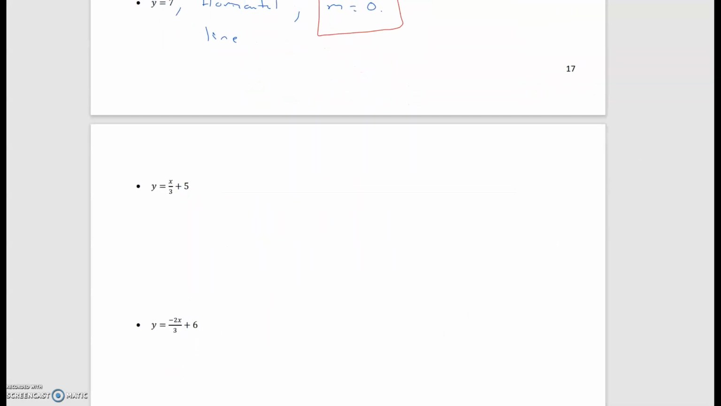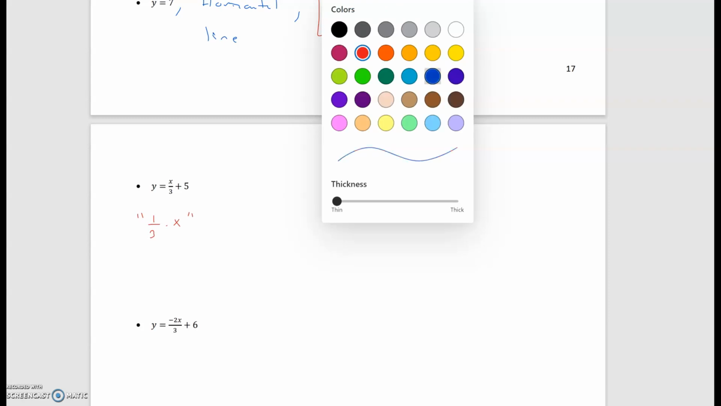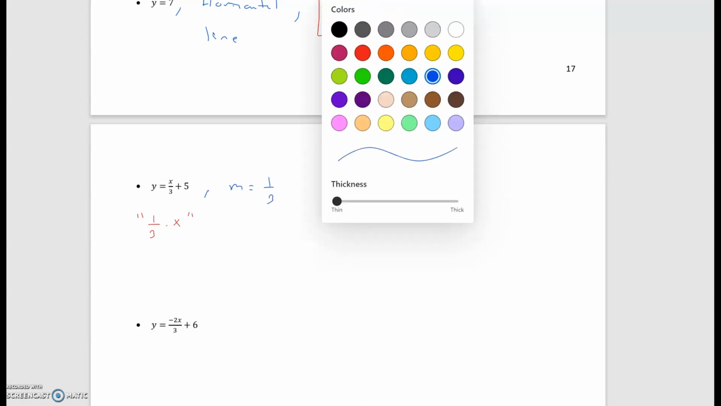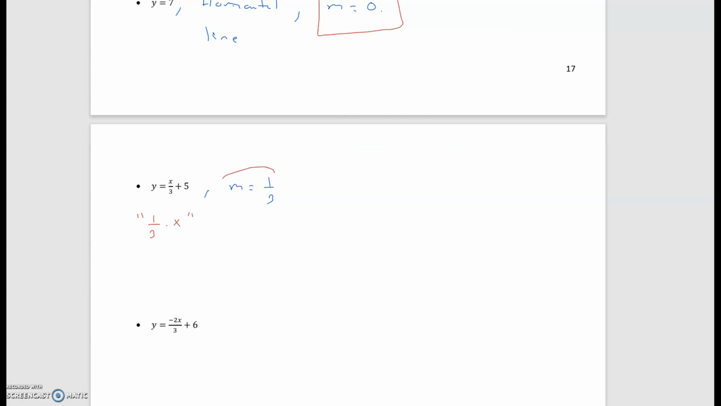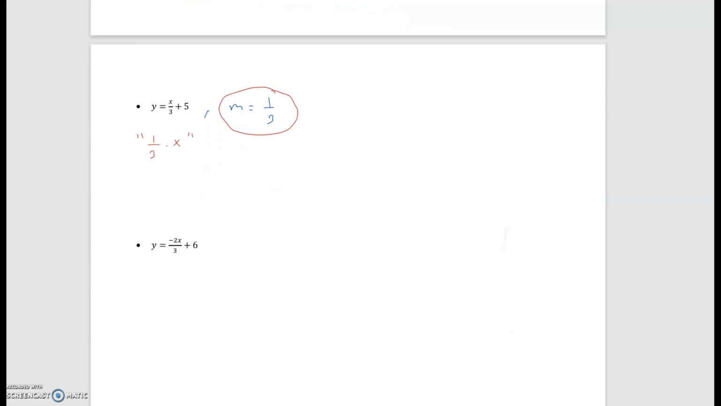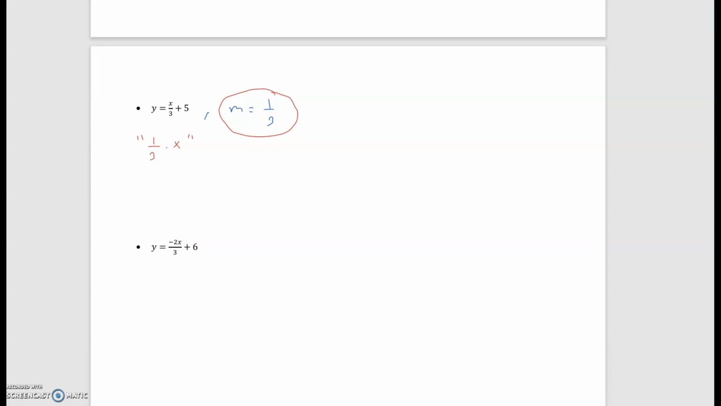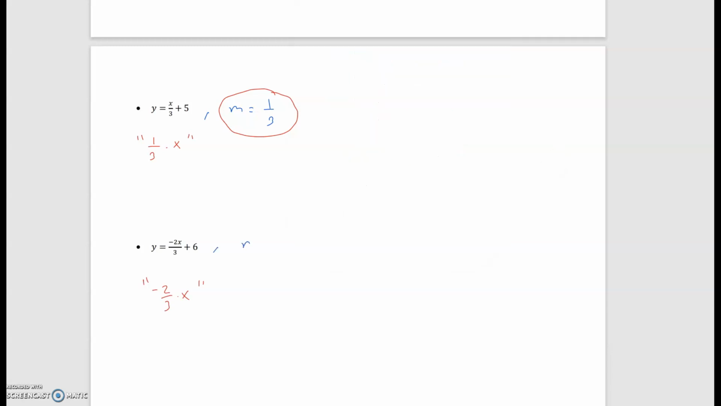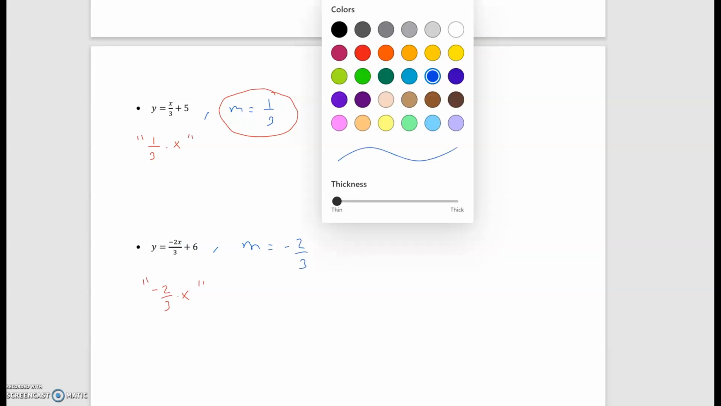And on the next page, what you technically have here is 1/3 times the values of x. So for this one, m is equal to 1/3. So the slope of this one is equal to 1/3. Notice that when we're talking about the slope, we don't put the x, it's just the number or the coefficient. So on the next one, you technically have -2/3 times x. Therefore, you could view it as the value of m is equal to -2/3.